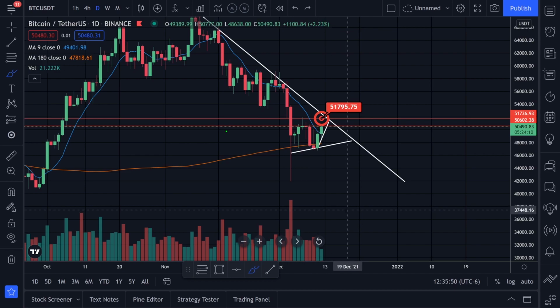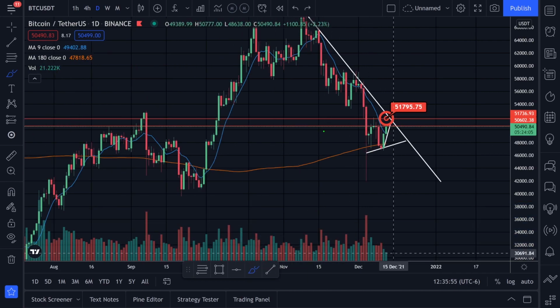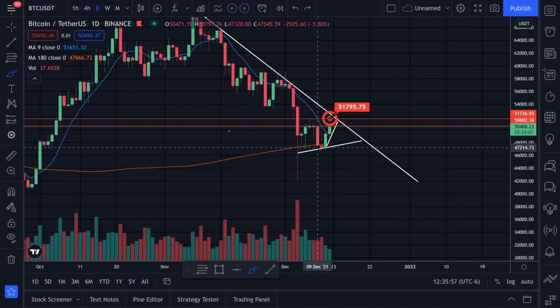The other thing we have to look at is the volume. The volume is a little bit declining, something like this. We're not getting a lot of volume right now, even though we're pushing up. So that's one thing I'm kind of looking at, especially with this target right here.